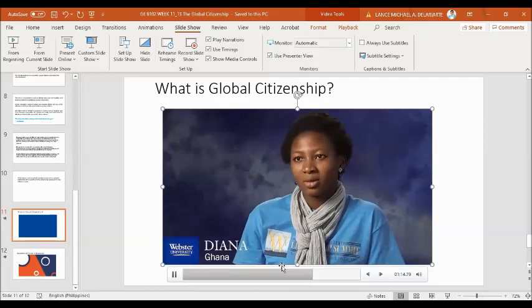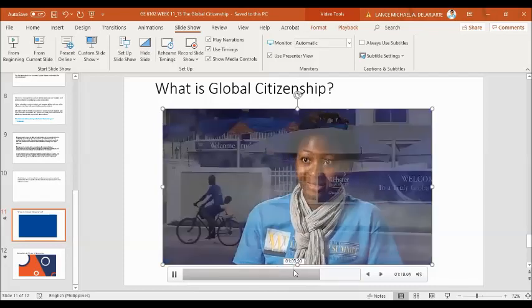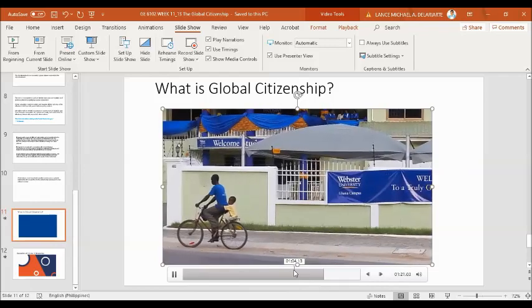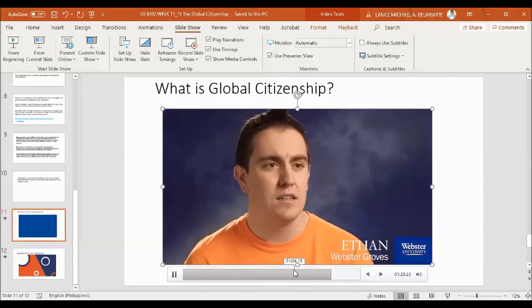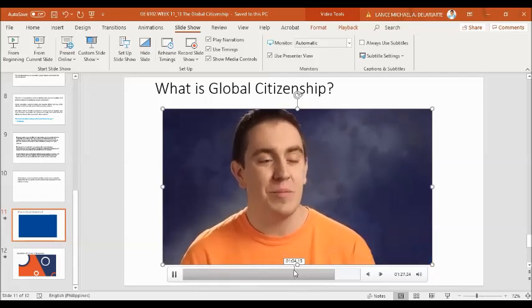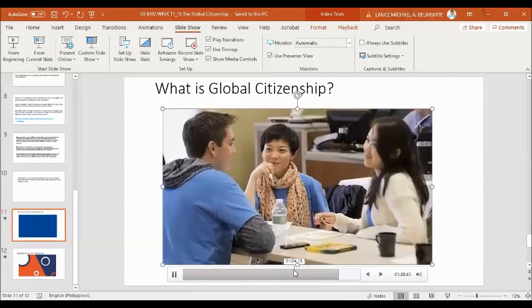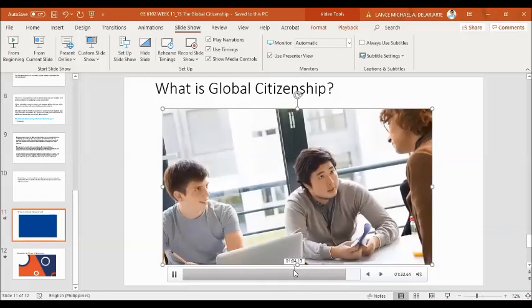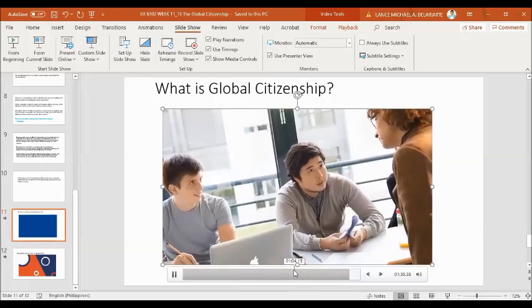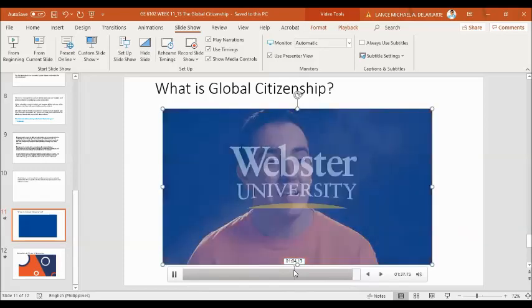What it means to be a global citizen is being able to fit in any culture you are placed in at any given time. This day and age, we're connected globally so much more than 10 years ago. And being a global citizen is all about knowing different cultures and getting to interact with different people from all around the world. And I like that Webster provides that for us.